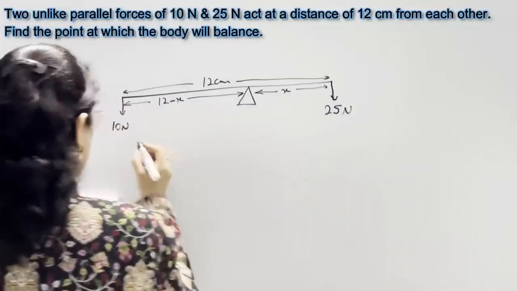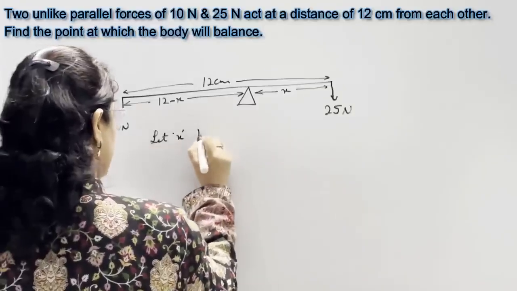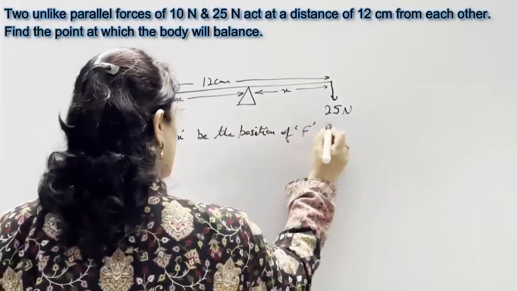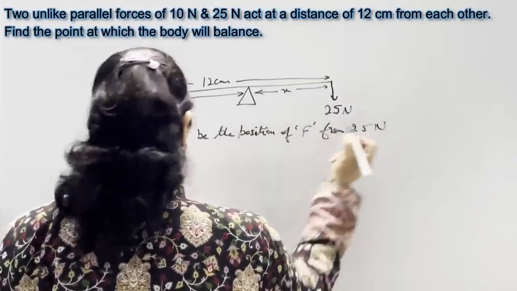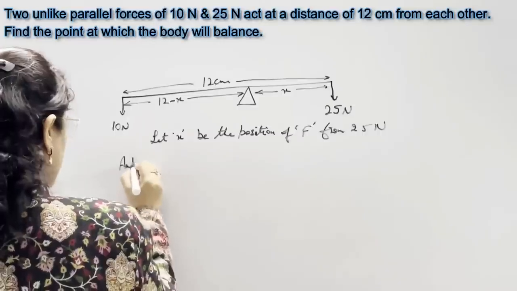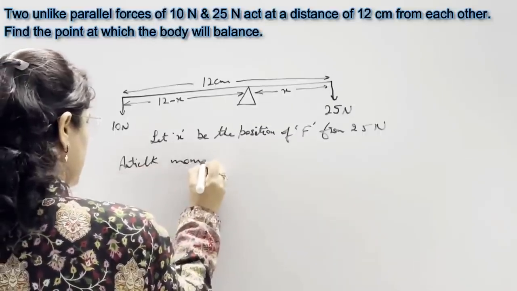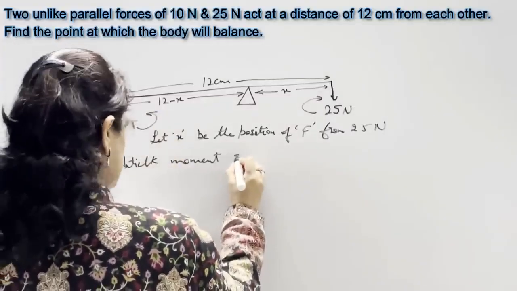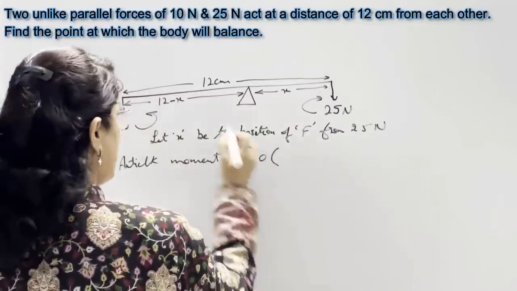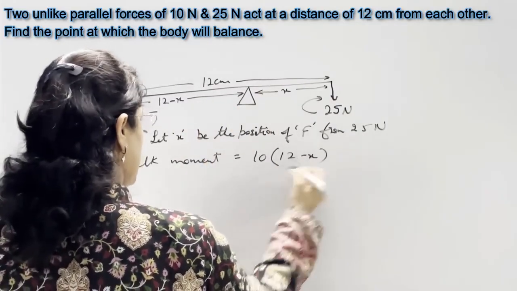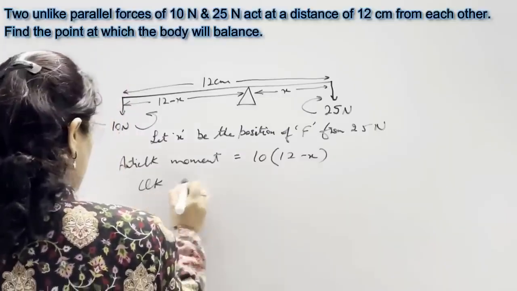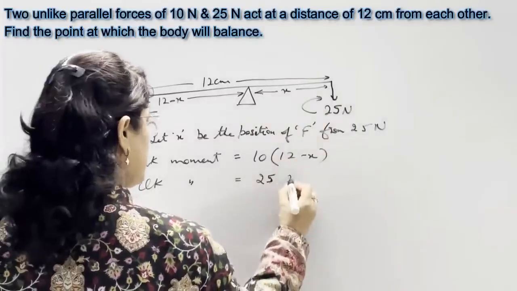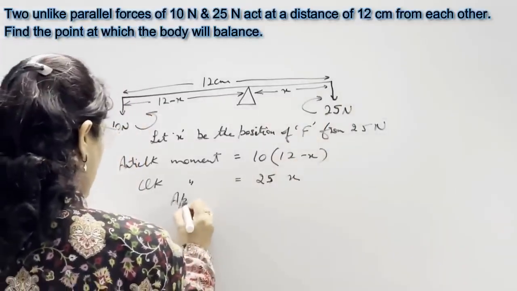So now we should write here, let x be the position of fulcrum from the 25 Newton force. So now the anti-clockwise moment here. This is clockwise, this is anti-clockwise. The anti-clockwise moment in this case is, the value of force is 10 Newton and the distance from the fulcrum is 12 minus x centimeter. And then the clockwise moment is equal to, the value of force is 25 and the distance of this from the fulcrum is x.